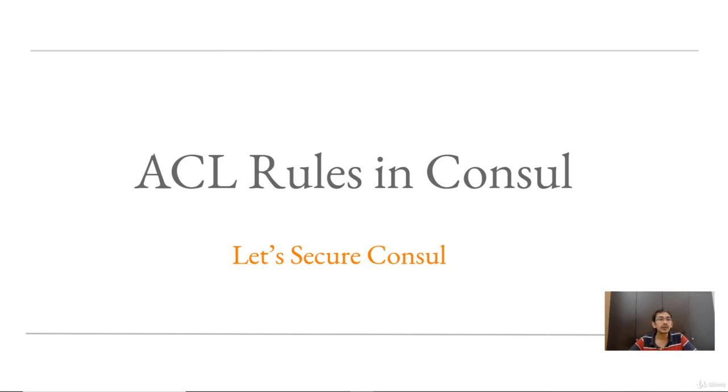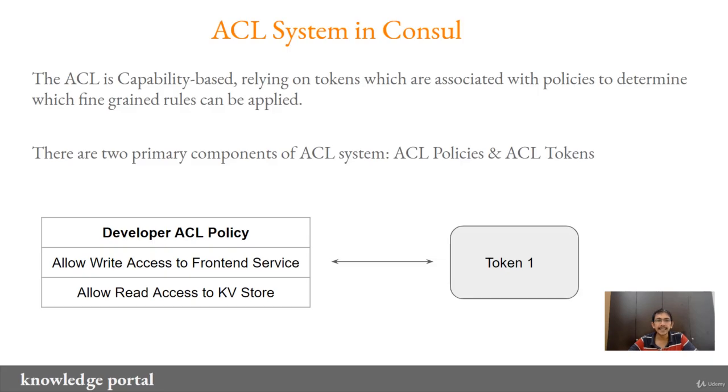So in today's video we'll be discussing the ACL rules in Consul. Now the ACL system in Consul is capability based, which relies on tokens that are associated with policies to determine the fine-grained rules that can be applied. At a high level, do note that there are two primary components of the ACL system here. One is the ACL policies and second is the ACL tokens.